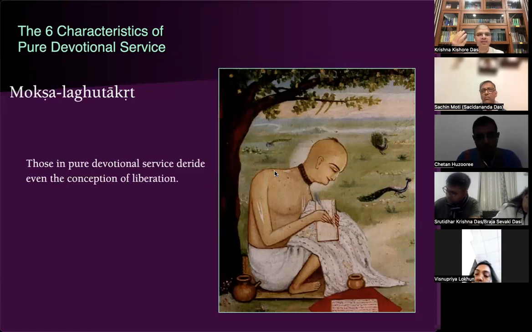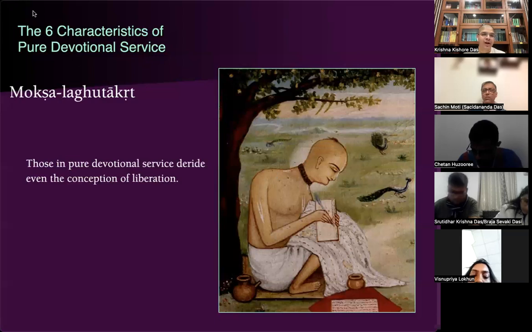Then, better than that is Salokya Mukti. Salokya Mukti means being on the same planet as Krishna. Third is Sarupya. Rupa means form, getting a form like Krishna. Fourth is Samipya. Samipya means getting close, association with Krishna. And fifth is Sarishti, getting the same opulence as Krishna.